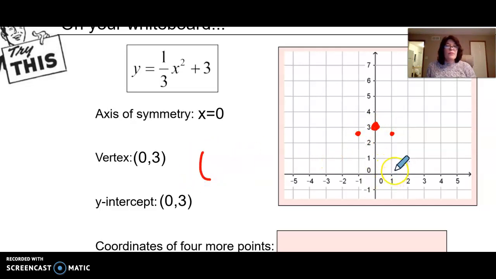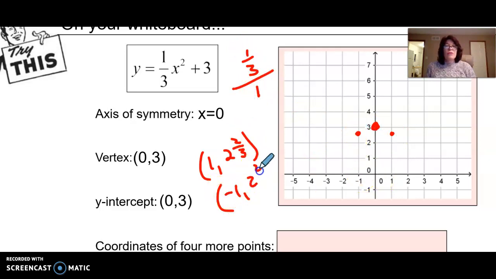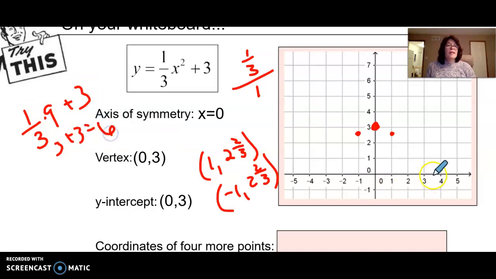So that means this point is 1, 2 and 2/3, right? I went 1/3 of the way down and over 1. This is -1, 2 and 2/3. Okay, and to find other points, I think I'm going to put 3 in. 3 squared is 9. 1/3 of 9 is 3. 3 plus 3 is 6. So 3, 6.